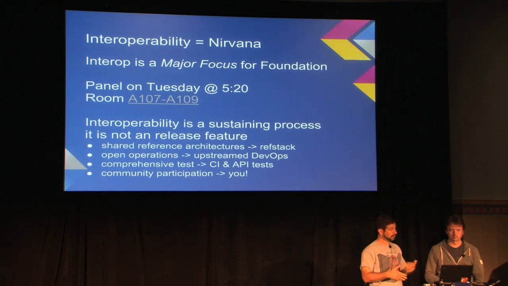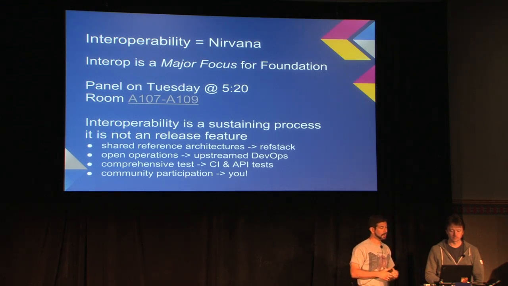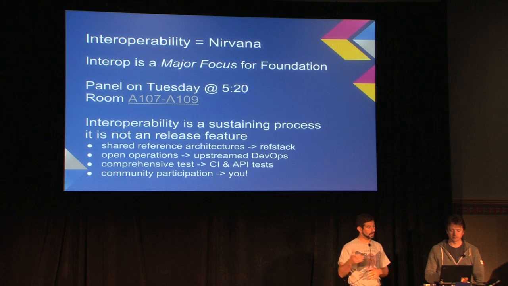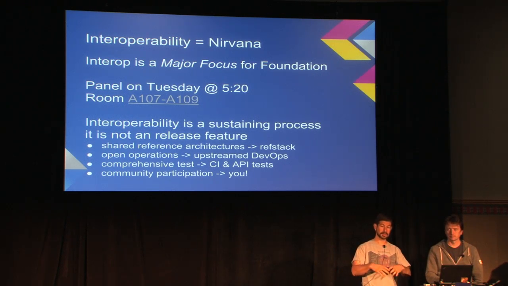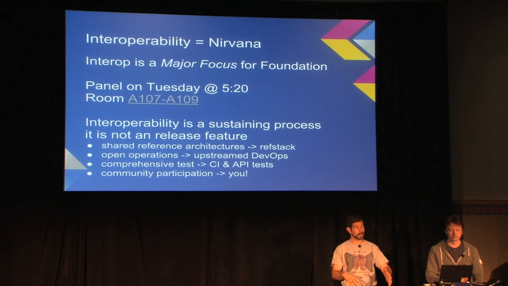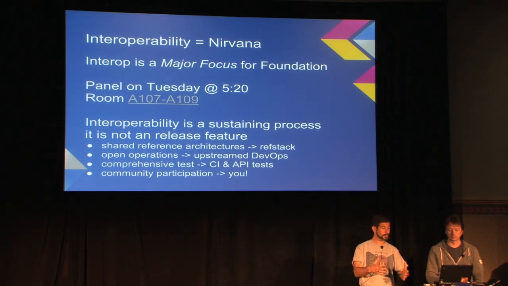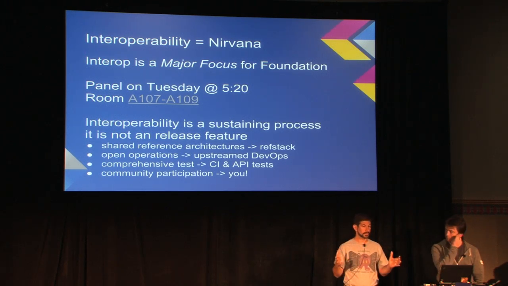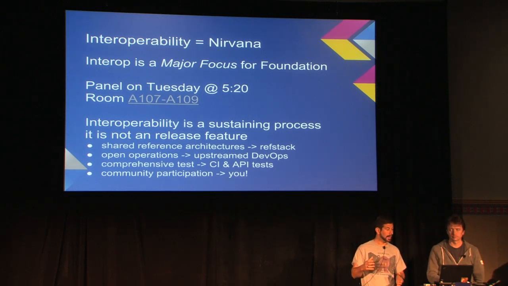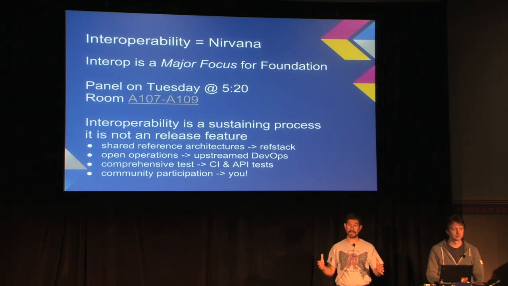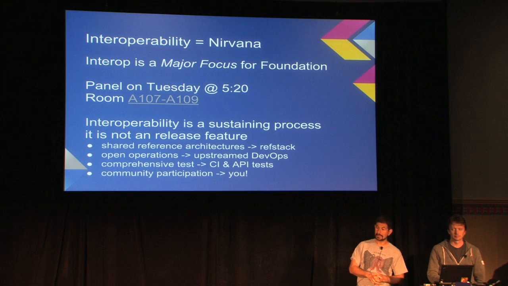We're establishing things like shared architecture through RefStack, open operations through upstreaming the DevOps and making a home inside of OpenStack's GitHub for the Chef and the Puppet and Juju and all the pieces that deploy OpenStack. We're doing comprehensive testing, which is essential in this, right? And then ultimately having the community participate and demand it, right?